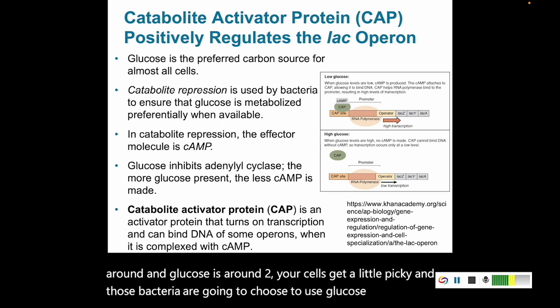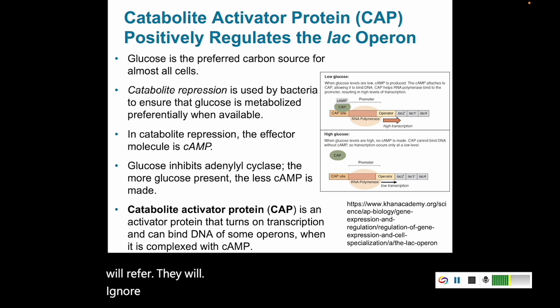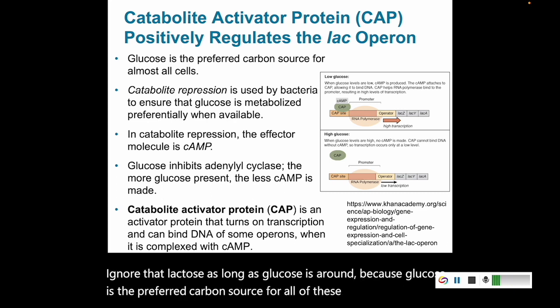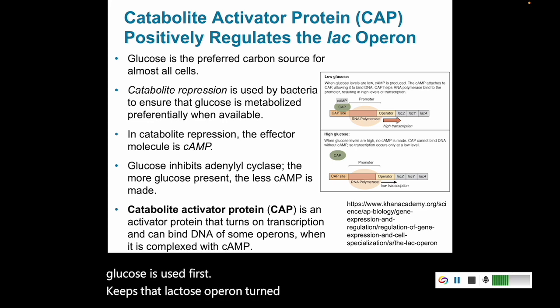They will ignore that lactose as long as glucose is around, because glucose is the preferred carbon source for all of these cells. So catabolite repression is how bacteria will make sure that glucose is used first, keeps that lactose operon turned off when glucose is there.